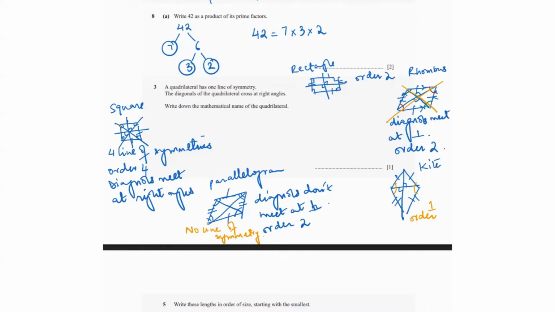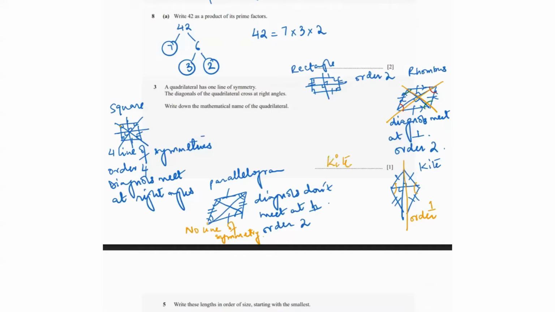And if you learn these properties, then these types of 1 mark or 2 mark questions are going to be easily scoring for you. So based on our question, it's a quadrilateral. So these are all of your quadrilaterals. Then its diagonals are crossing at right angles. So we know that it's a square, rectangle, rhombus or a kite. But it has one line of symmetry. So one line of symmetry is only for the kite. So that's going to be a kite.